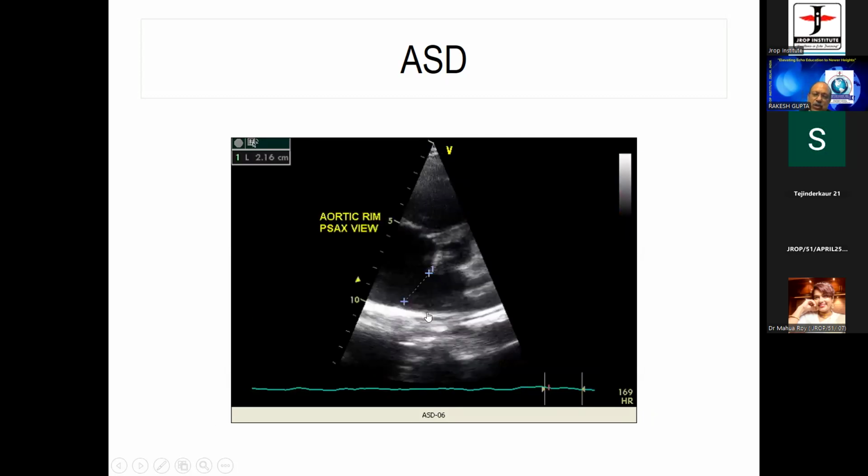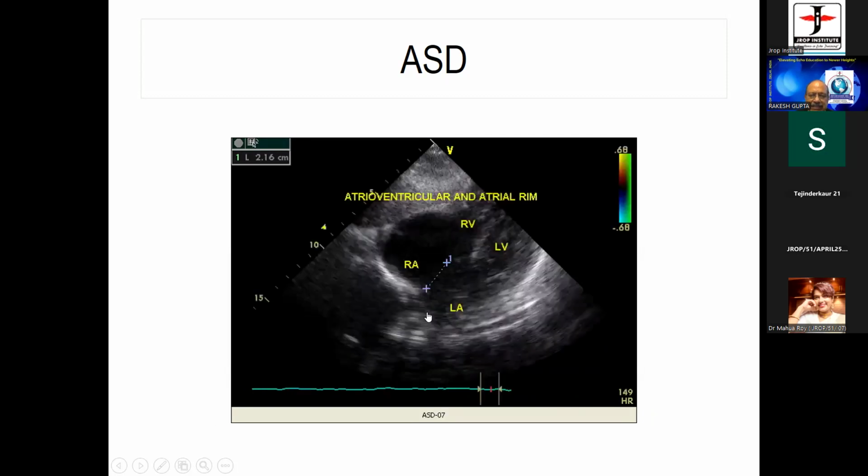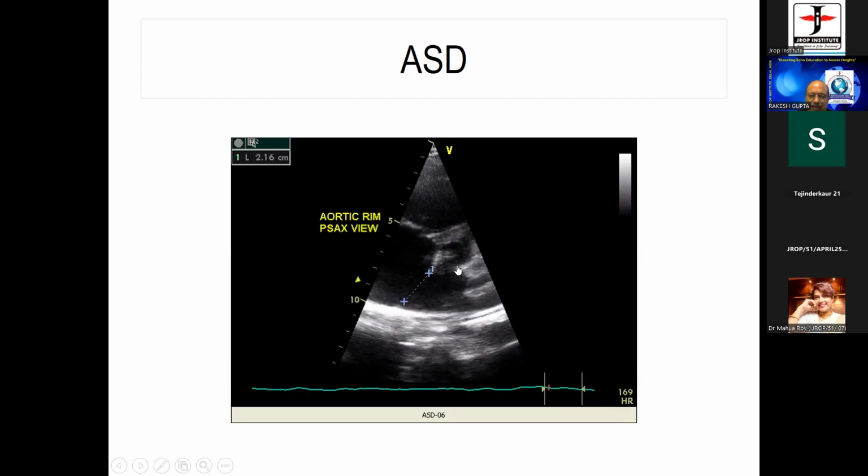We do measure in two different windows. That's not your job. Your job is just to detect ASD and refer to a pediatric cardiologist or pediatrician to take decisions. And where do we measure? By the way, we always measure in short axis view.